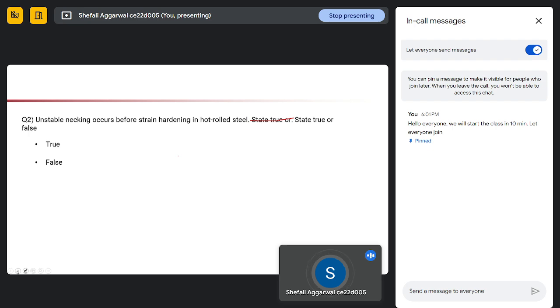Any guesses? What do you think? Will it be a true statement or false? If we check the answer, it is a false statement, because in case of hot rolled steel, the necking will be proper and it won't be before strain hardening. It will be during strain hardening. Okay.